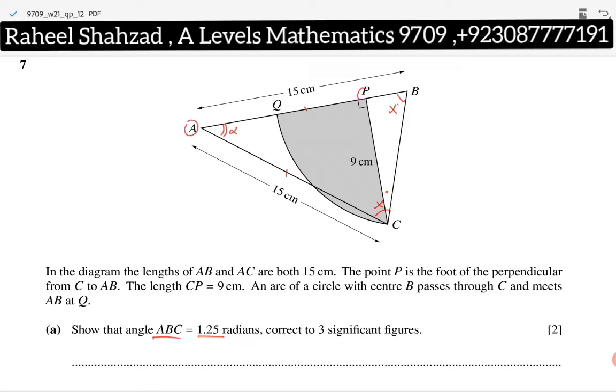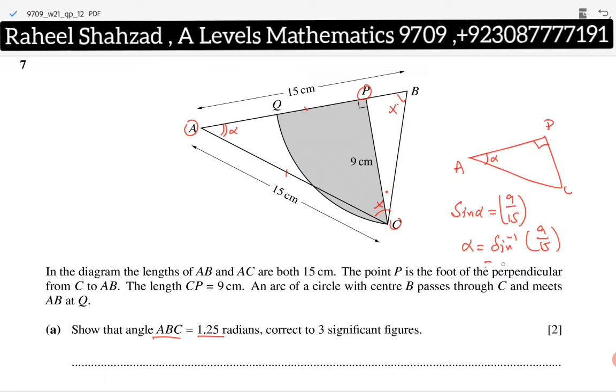Now in triangle APC, we can use the right angle triangle APC to find this alpha. That is simply sine alpha equals 9 divided by 15, and alpha equals sine inverse of 9 divided by 15. So let's check what it is. It is shift sine. We get 0.643 something. So alpha is equal to 0.643.